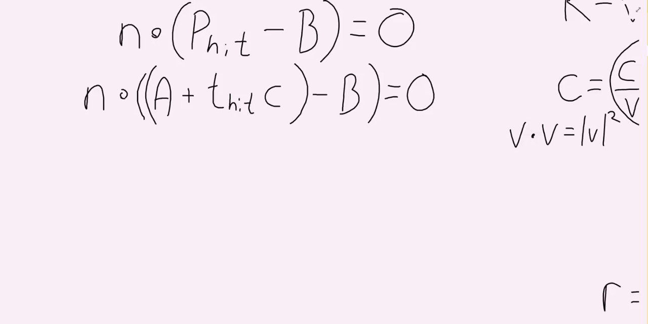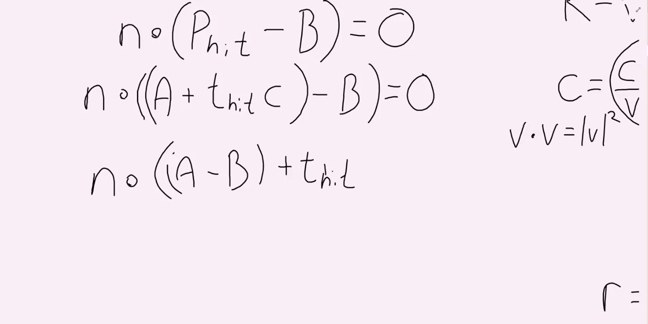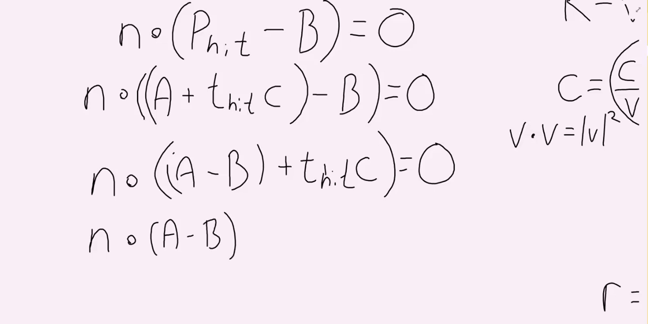Then we can just move things around here and say that means N dot (A minus B plus t hit times C) equals 0. And because of dot product properties, we can now say N dot (A minus B) plus N dot (t hit times C). So it doesn't matter if we take the dot product of both and then sum them up, or if we sum them up first and then take the dot product with N.